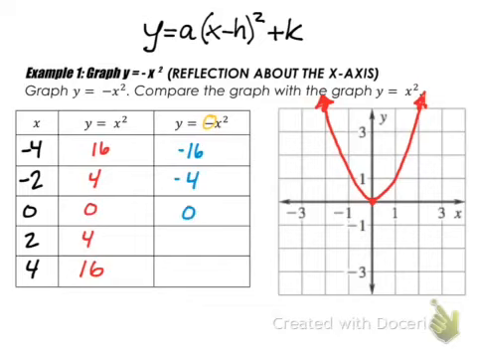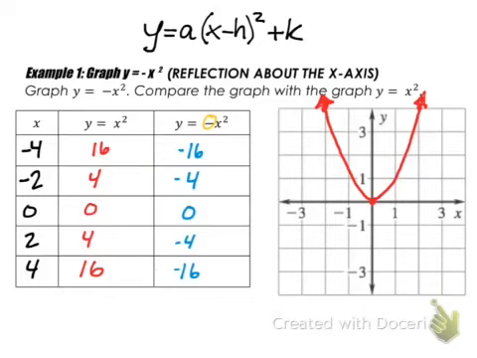Same thing with 0, so negative 1 times 0 is 0. And then I substitute in a 2 for x, I'm going to get 4, but since there's a negative, I have a negative 4. And then with the 4 substituted in, I'm going to get a negative 16 as well. So you see the symmetry with my points. I have negative 16, negative 4, 0, negative 4, negative 16.